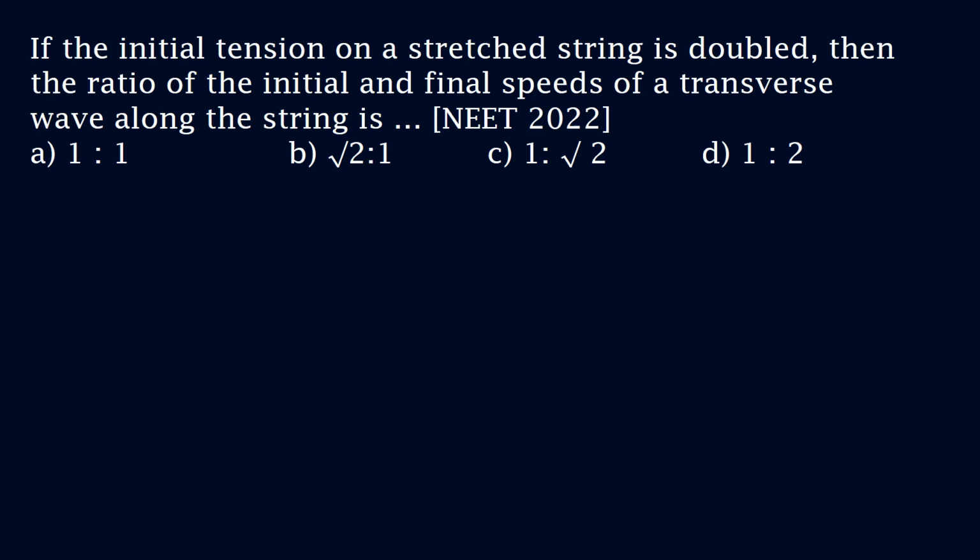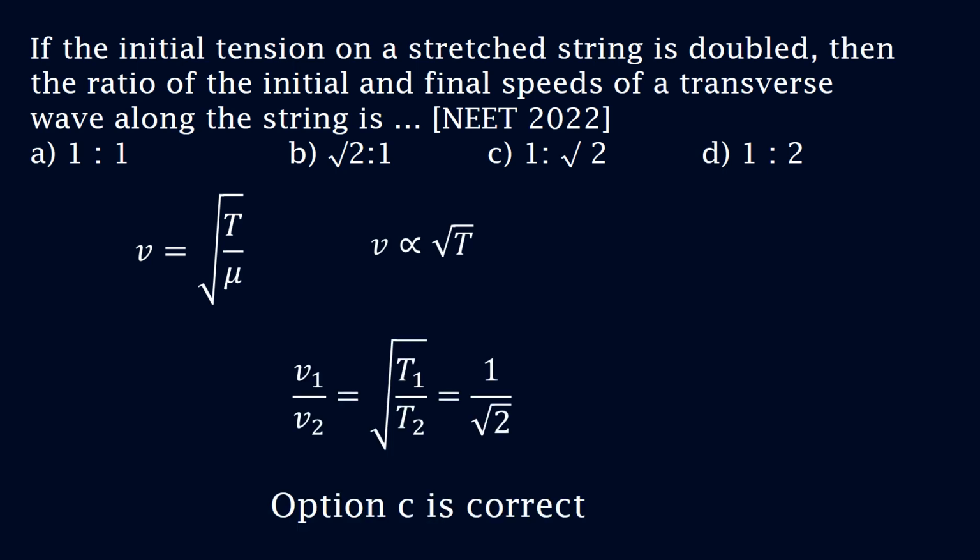V is given by formula V is equal to under root of T upon mu. Since mu has remained constant, therefore V is directly proportional to under root of T. Taking the ratio of V1 upon V2, we get V1 upon V2 is equal to under root of T1 upon T2. Since T2 is 2 times of T1, therefore V1 upon V2 is equal to 1 upon root 2.